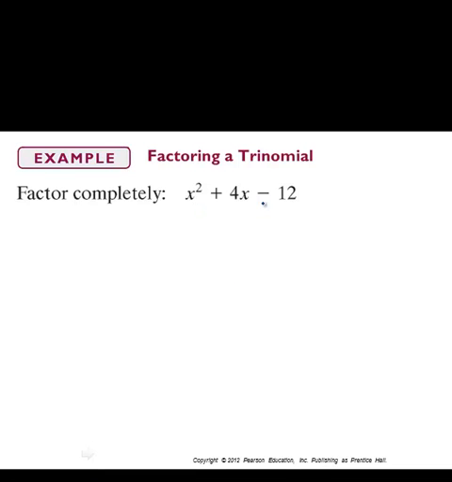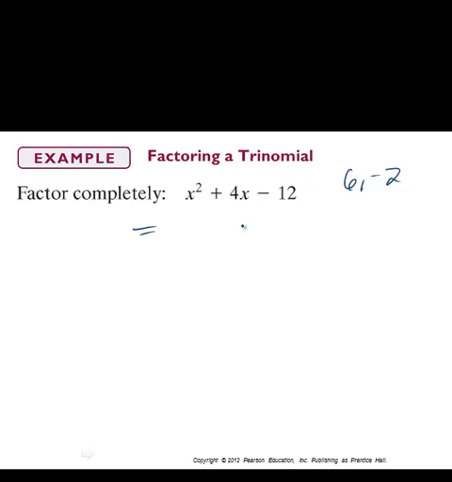Here we have x squared plus 4x minus 12. Think of two numbers whose product is negative 12, but whose sum is positive 4? And the answer is 6 and negative 2. Because 6 times negative 2 is negative 12. 6 plus negative 2 is 4.